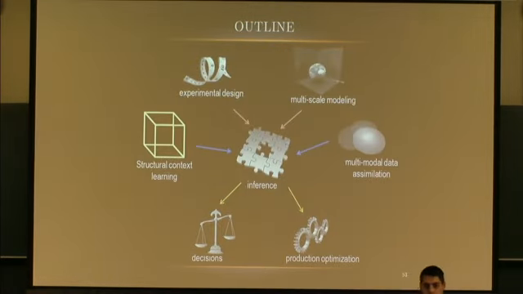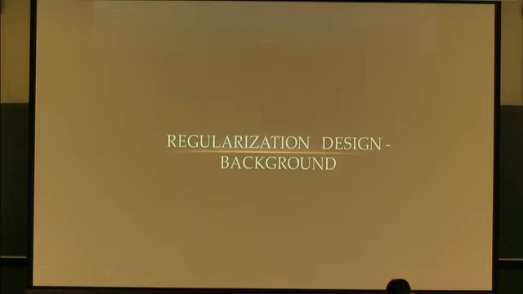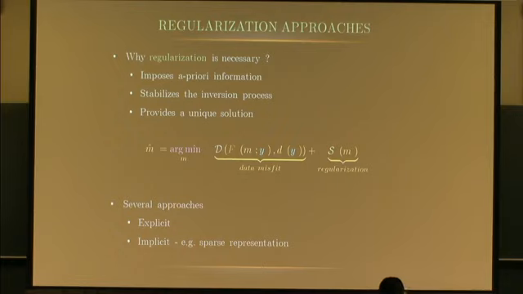So the next part of the talk will be about a topic which is sort of orthogonal. So I spoke about experimental design, but the other question that we can ask ourselves is how can we incorporate structure consistently in the solutions we have. So we all know why regularization is necessary. It helps us to impose a priori information, stabilize the inversion process, and so forth.